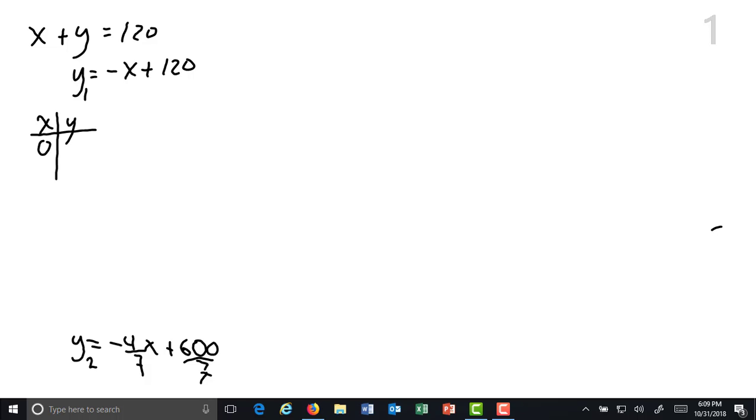When x equals 0, 120. Okay, now when y equals 0, do you see what I'm going to do when y equals 0? I'll add an x. So what's x?